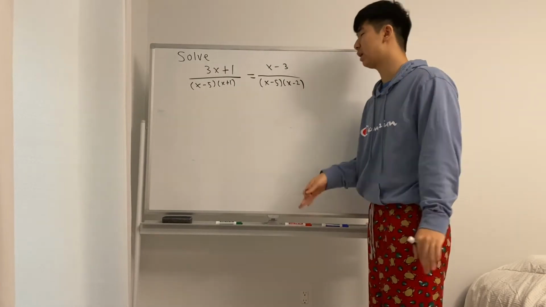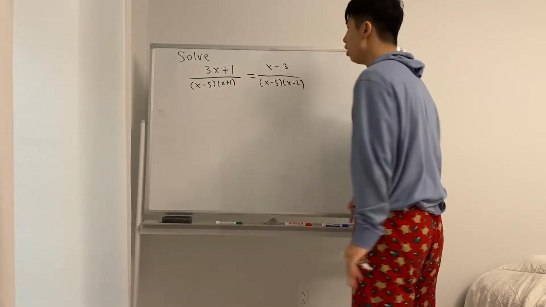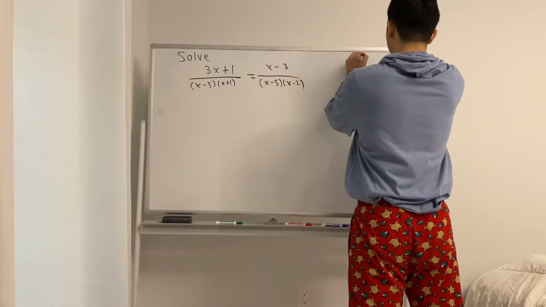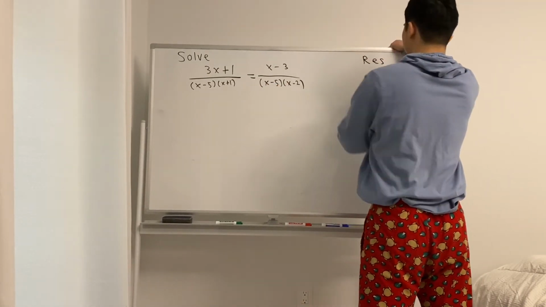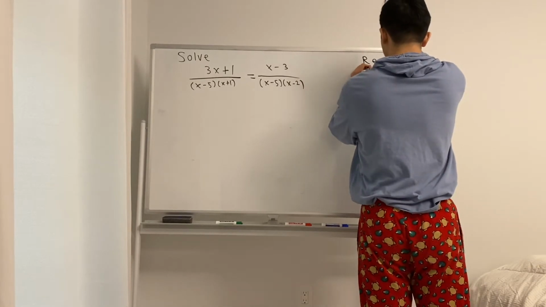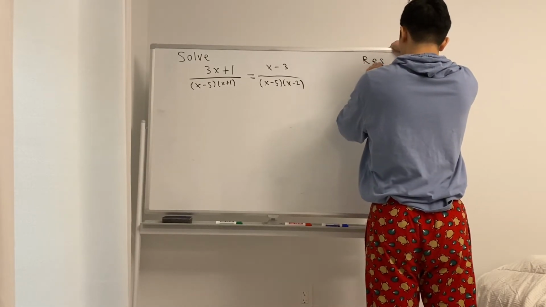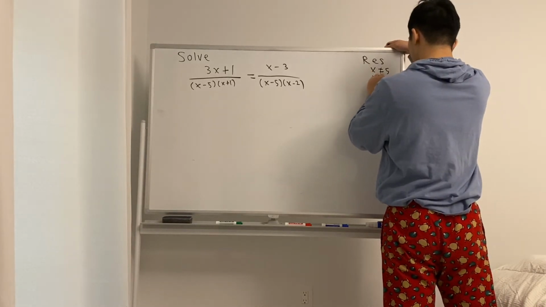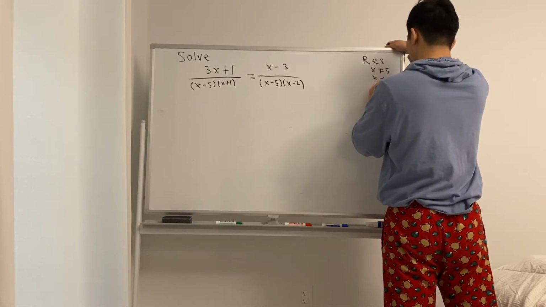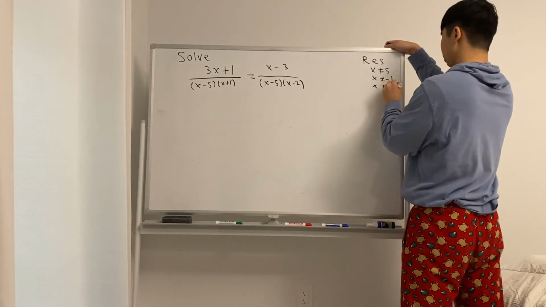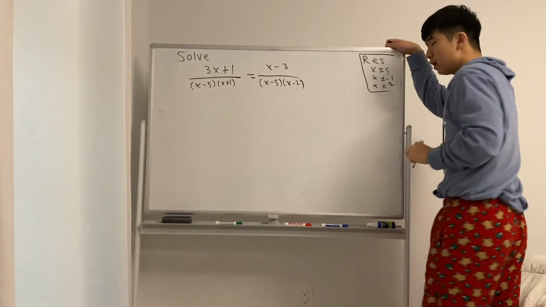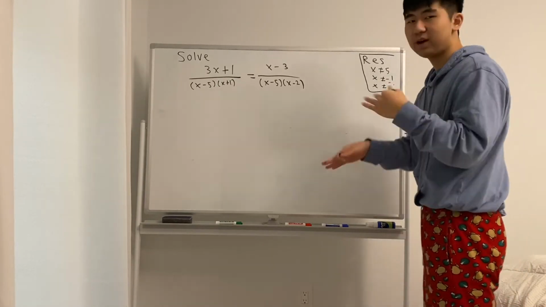So next thing I'm going to do is I'm going to state the restrictions. So we get that by setting the denominators equal to 0. So the restrictions are going to be, RES for short, x can't equal 5, x can't equal negative 1, and x can't equal 2, positive 2. So these are my restrictions for this equation. And now here's where I modified it a little bit.